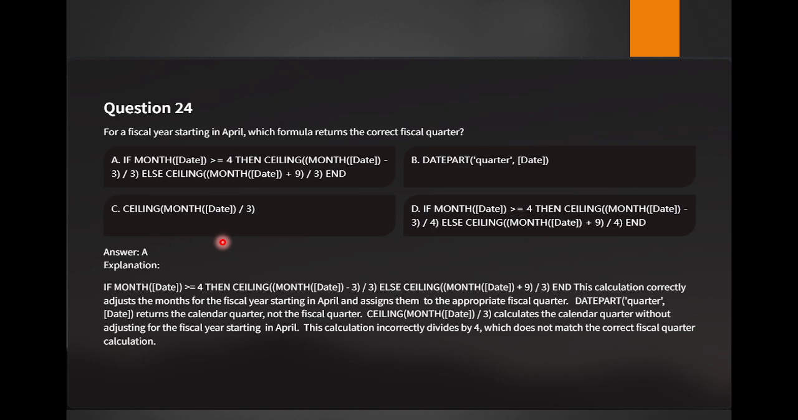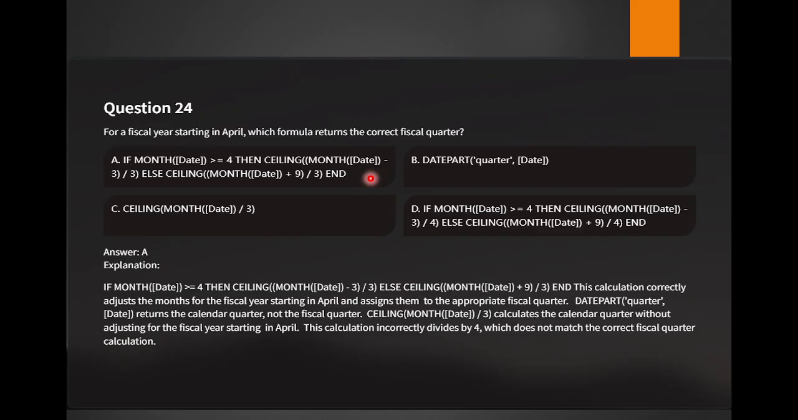Moving to the next question. For a fiscal year starting in April, which formula returns the correct fiscal quarter? Here the answer is option A: if month of date is greater than or equal to 4, then ceiling of (month of date minus 3) divided by 3, else ceiling of (month of date plus 9) divided by 3. This is the calculation.